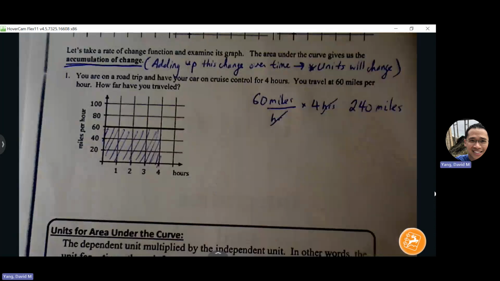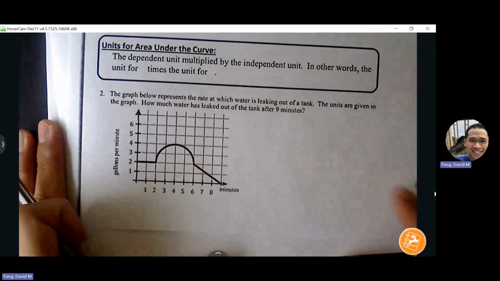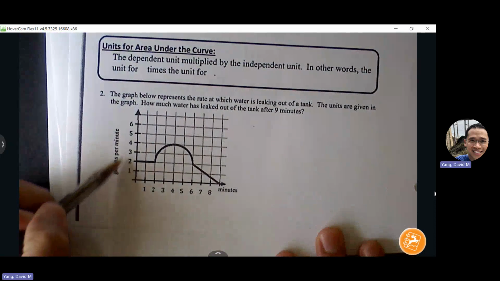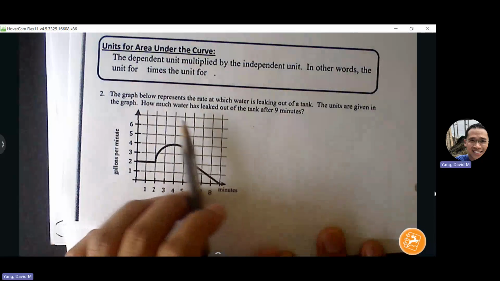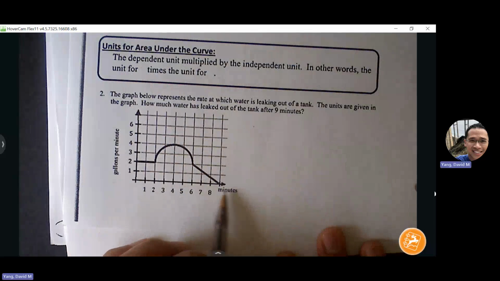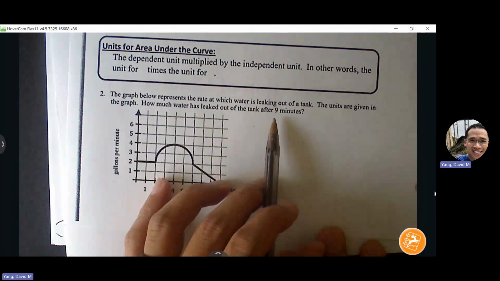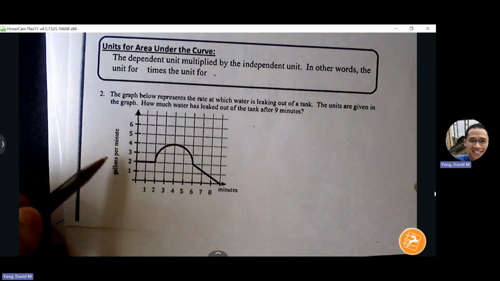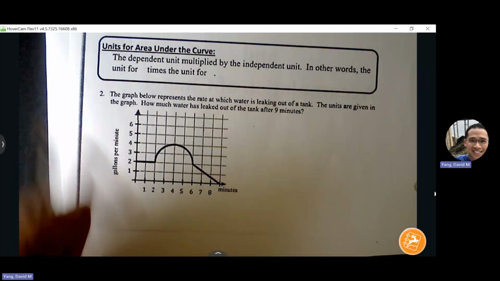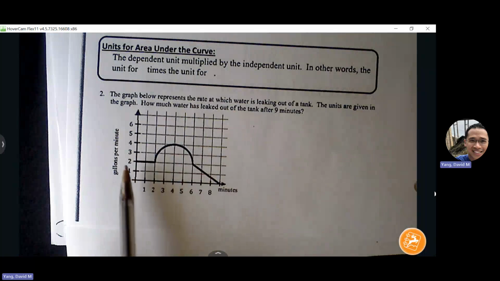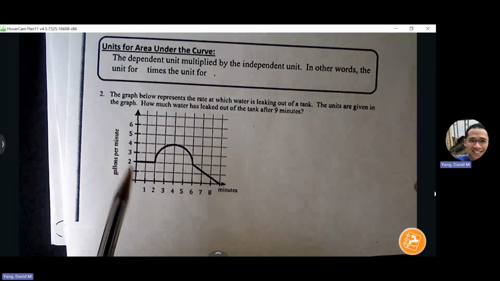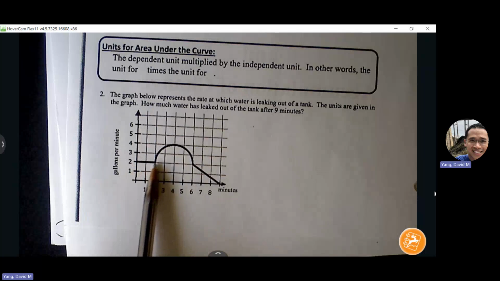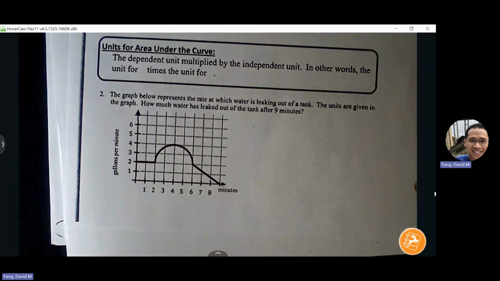All right, so let's look at number two here. The graph represents the rate at which water is leaking out of a tank, so gallons per minute. The units given in the graph are in terms of minutes and gallons per minute. How much water has leaked out of the tank after 9 minutes? So if I accumulate gallons per minute over the course of my time interval, then gallons per minute times minute will be gallons. And basically the area between the graph and the x-axis will indicate how much water in terms of gallons have leaked out over that time period.